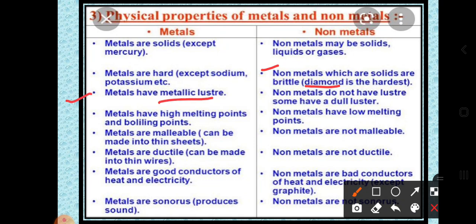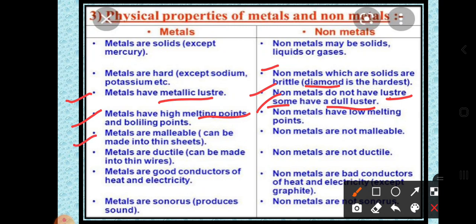Metals have a metallic luster. Metallic luster means they show the shining property, whereas the non-metals do not have luster, and some have a dull luster. Luster means shining property. Metals have a high melting point and boiling point, whereas the non-metals, the opposite of the metals, have low melting points.